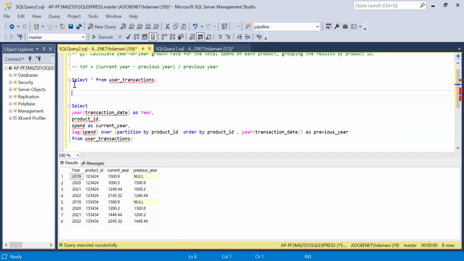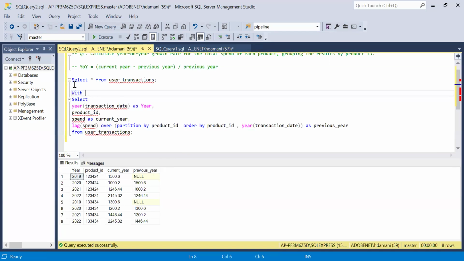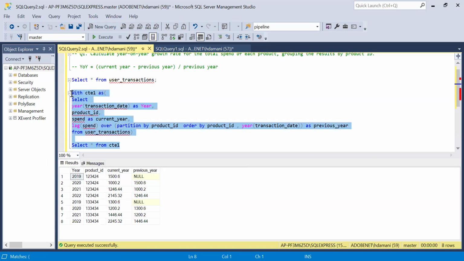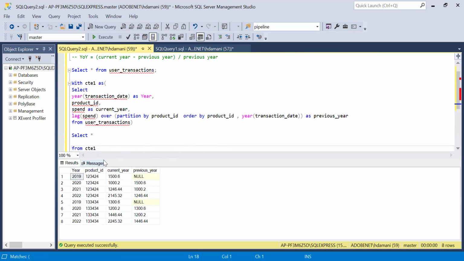So let me just create this as a CTE. So with CTE1 as, and I am calling it out over here. Okay, so yeah, we have this with us, right? So now what we have to do is calculate year over year growth, right? So it would be nothing but your current year minus previous year, divided by previous year, right?